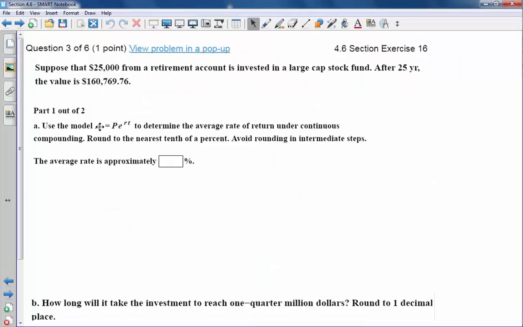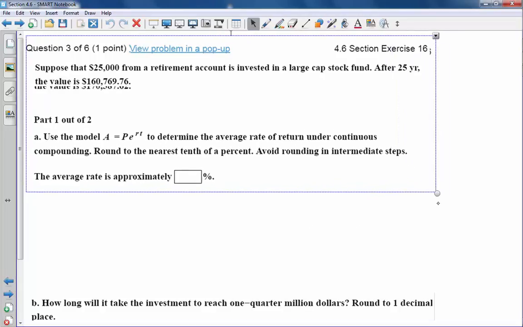We call the money your initial deposit grows into over the years A. P is the initial deposit you make. E is the natural number 2.7, so it's a constant. And R is the growth rate. Each year, what's the interest rate it grows. And T is how long you keep your money. Usually there are 5 unknowns here. 5, right?